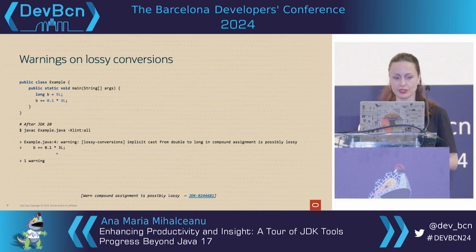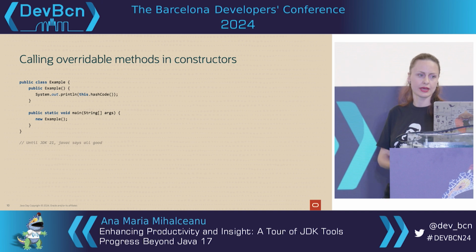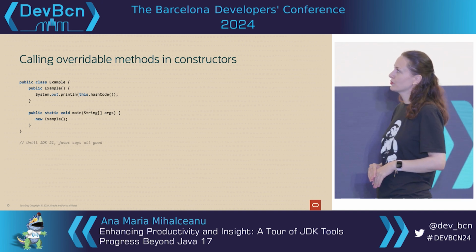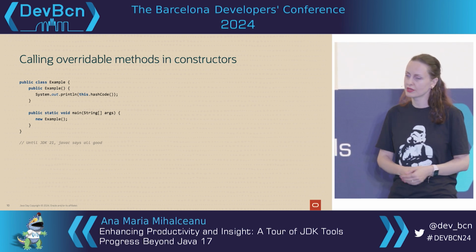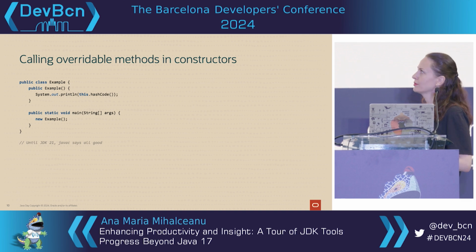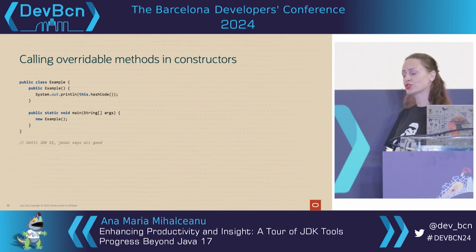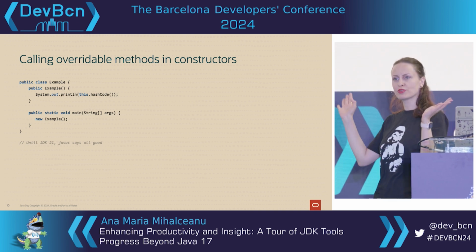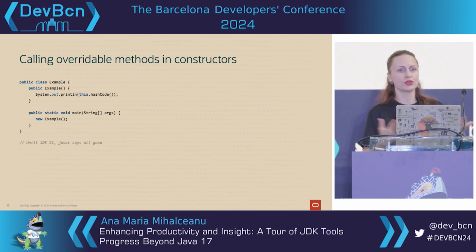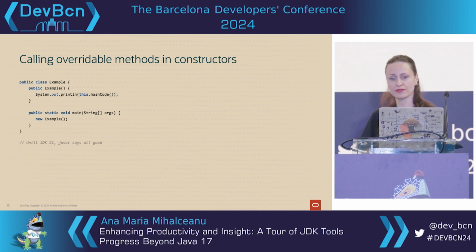Now, another enhancement to the compiler was in JDK 21 about the fact that if you're trying to invoke an overridable method in a constructor, like in this case, you're invoking hashCode in the constructor, this is pretty good. However, this is not a good practice as Java developers. We don't do this, right? But it was possible to do, so this was compiling. It was good Java code.